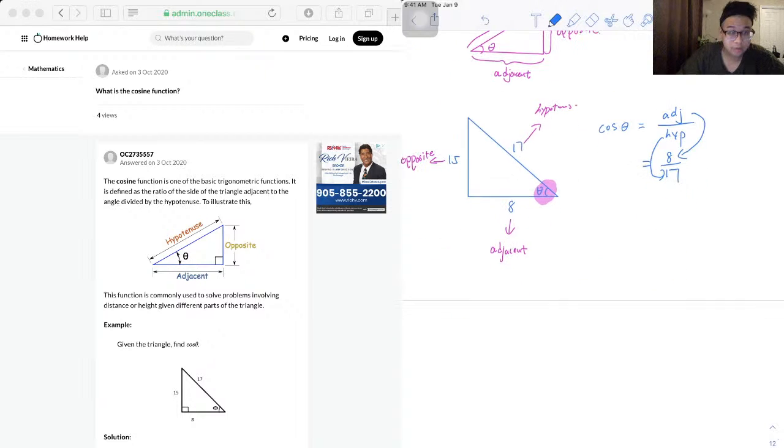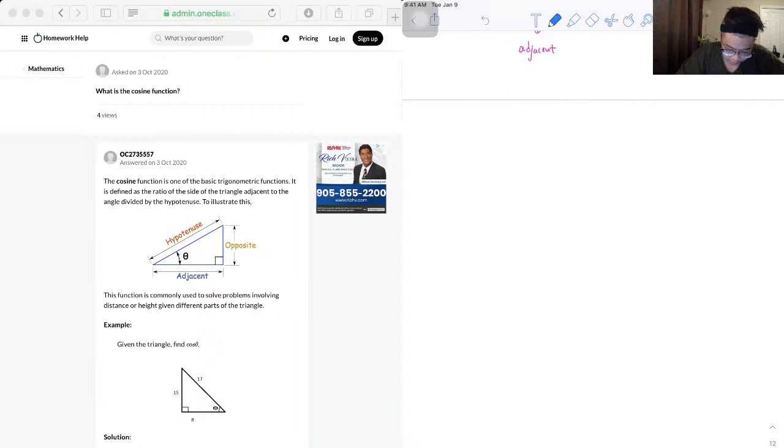And also the cosine function is related to the unit circle. The unit circle is a circle centered on the origin (0, 0) of a Cartesian plane with a radius of 1 unit, and the cosine corresponds to the x-coordinate of the point with respect to the angle. So let me draw that down.